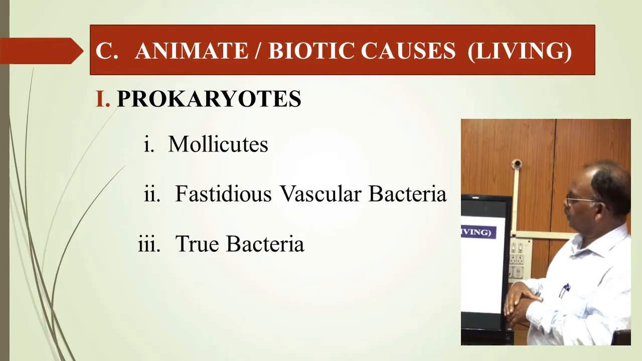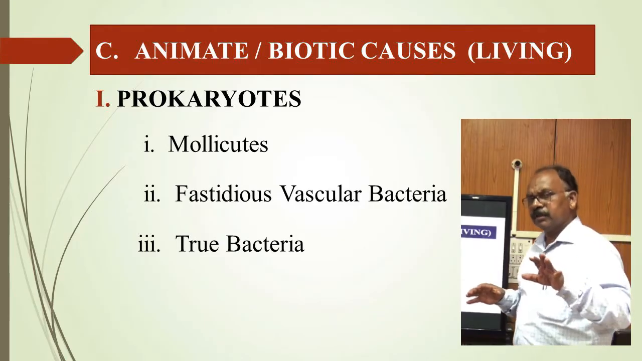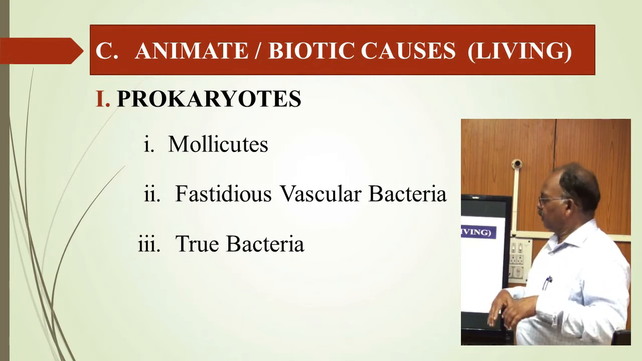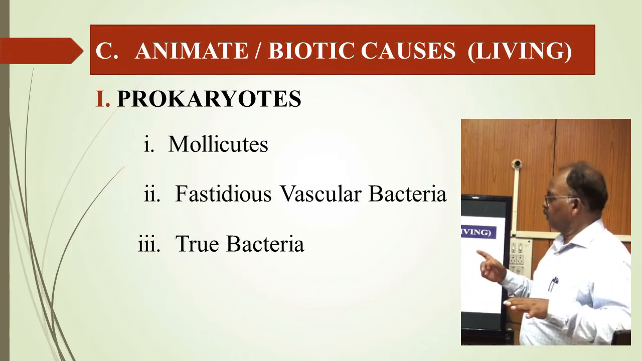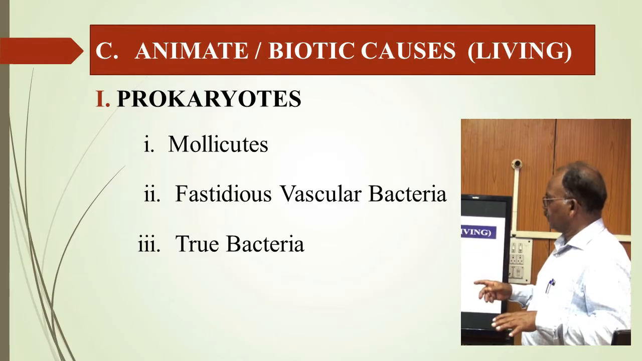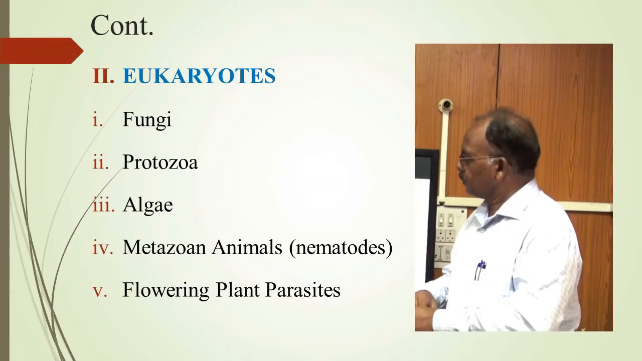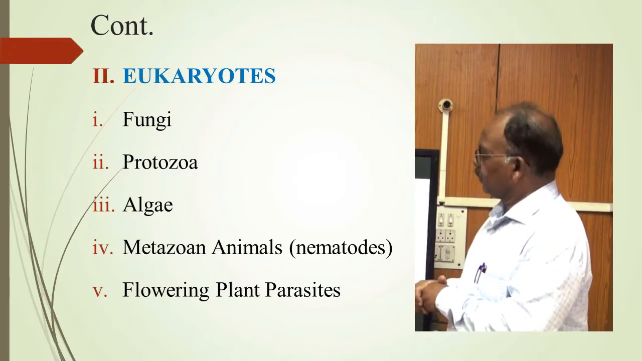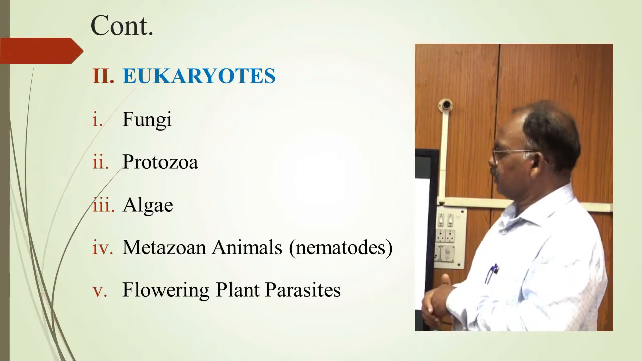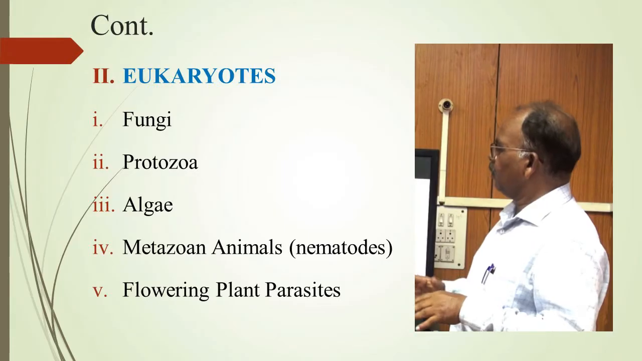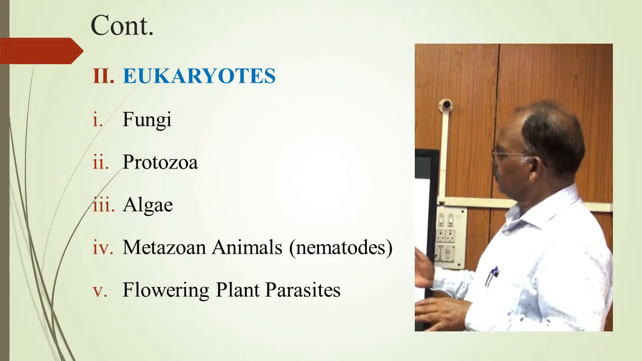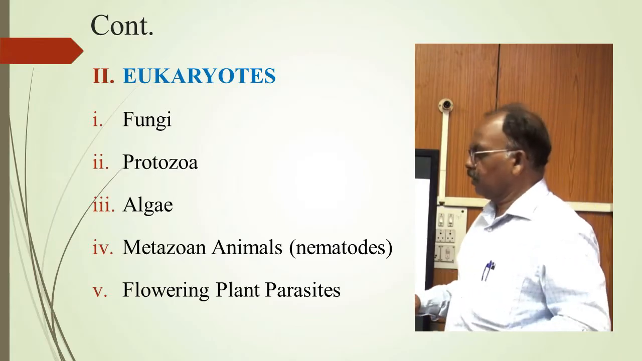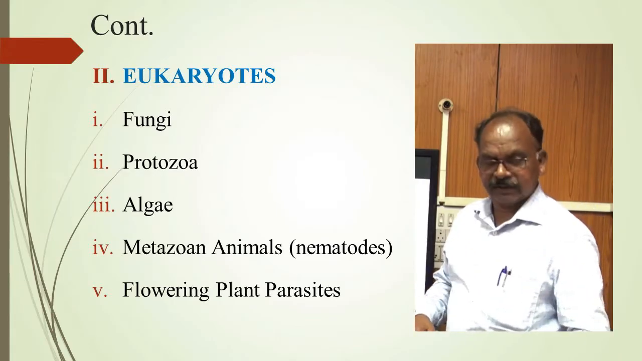Prokaryotes are unicellular organisms that lack a membrane-bound nucleus. Prokaryotes include mollicutes, fastidious vascular bacteria and true bacteria. Eukaryotes are organisms that possess a membrane-bound nucleus as well as other membrane-bound organelles. And eukaryotes include fungi, protozoa, algae, nematodes and flowering plant parasites.